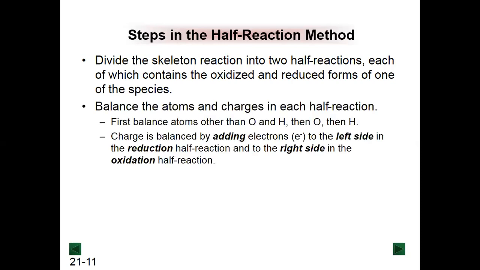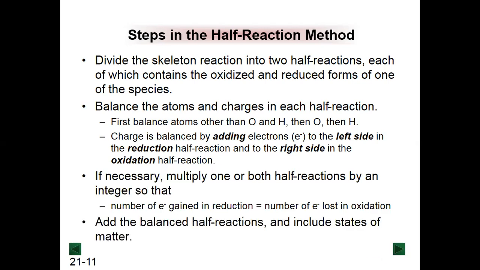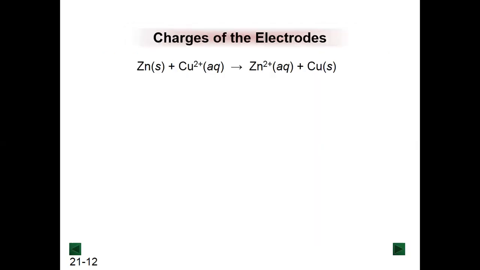Balance the atoms and the charges in each half reaction. First, balance atoms other than oxygen and hydrogen, then oxygen, then hydrogen. Charge is balanced by adding electrons to the left side in the reduction half reaction and to the right side in the oxidation half reaction. If necessary, multiply one or both half reactions by an integer so that the number of electrons gained in reduction equals the number of electrons lost in oxidation. Add the balanced half reactions and include states of matter.